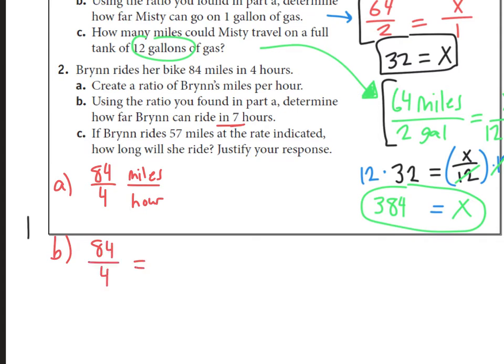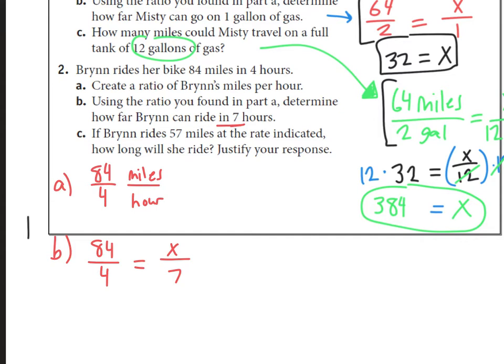and set it equal to, we're trying to figure out how many miles she could go. So the unknown is the numerator. That's where the miles is, in 7 hours. So I'm setting up what's called a proportion. When you set two fractions equal to each other, that's a proportion.